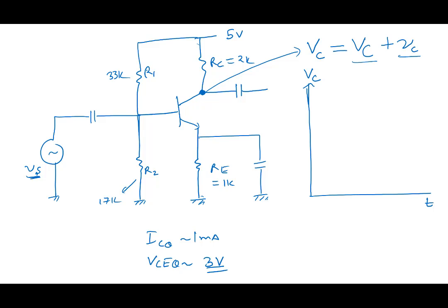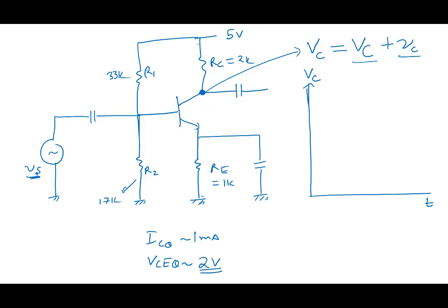So what is the DC value here? DC value is 5 minus 2, 3 volt. Okay. Oh, by the way, this is 3 and this is 1. So VCEQ is 2 volt here. This was not 3, which was 2 volt here.